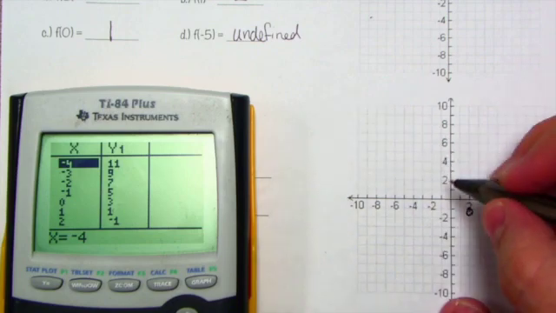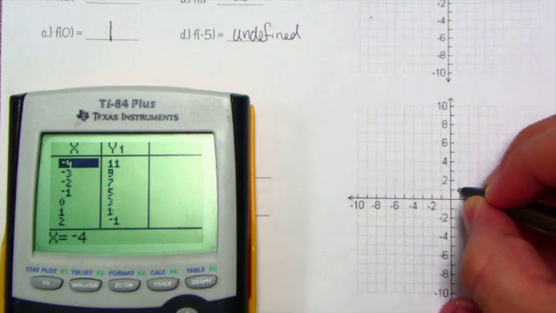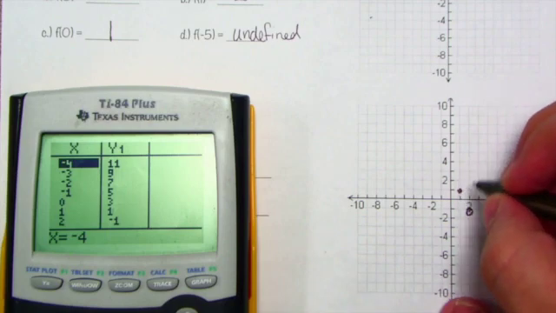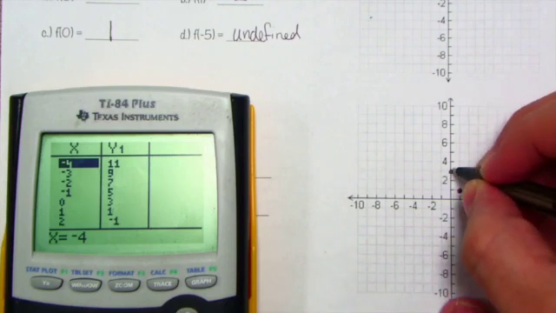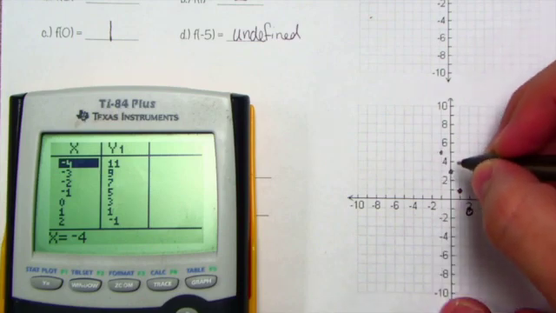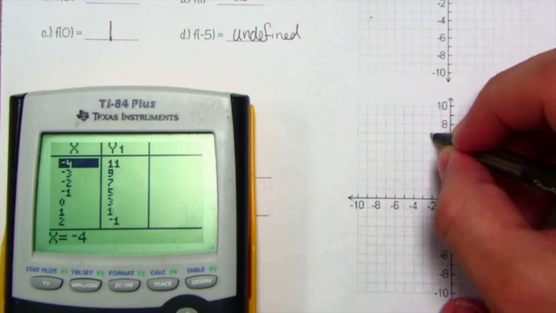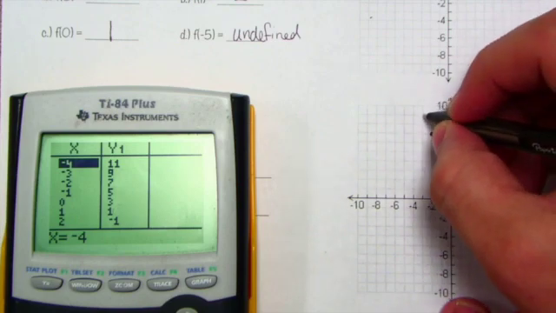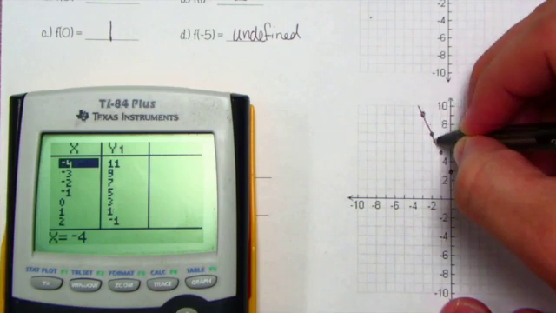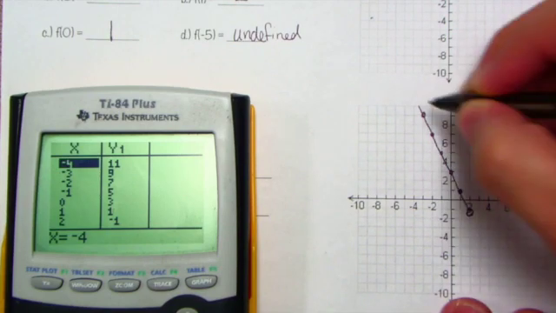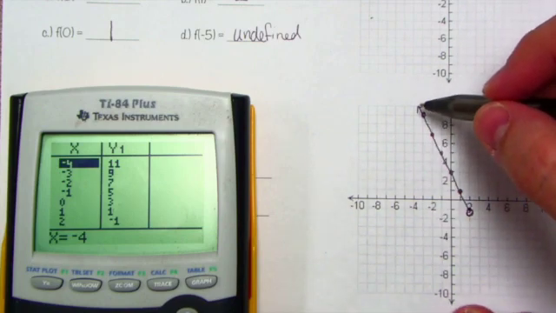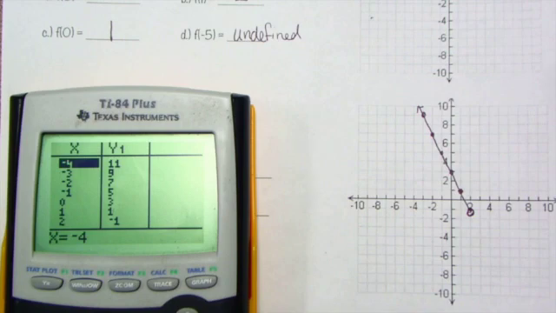So 1 is 1. And 0 is 3. And negative 1 is 5. And negative 2 is 7, and negative 3 is 9. That's all I can fit. So this is going to go right there. There's an arrow on the end because this is everything less than negative 1, so it will keep going. We just can't fit it on our graph.